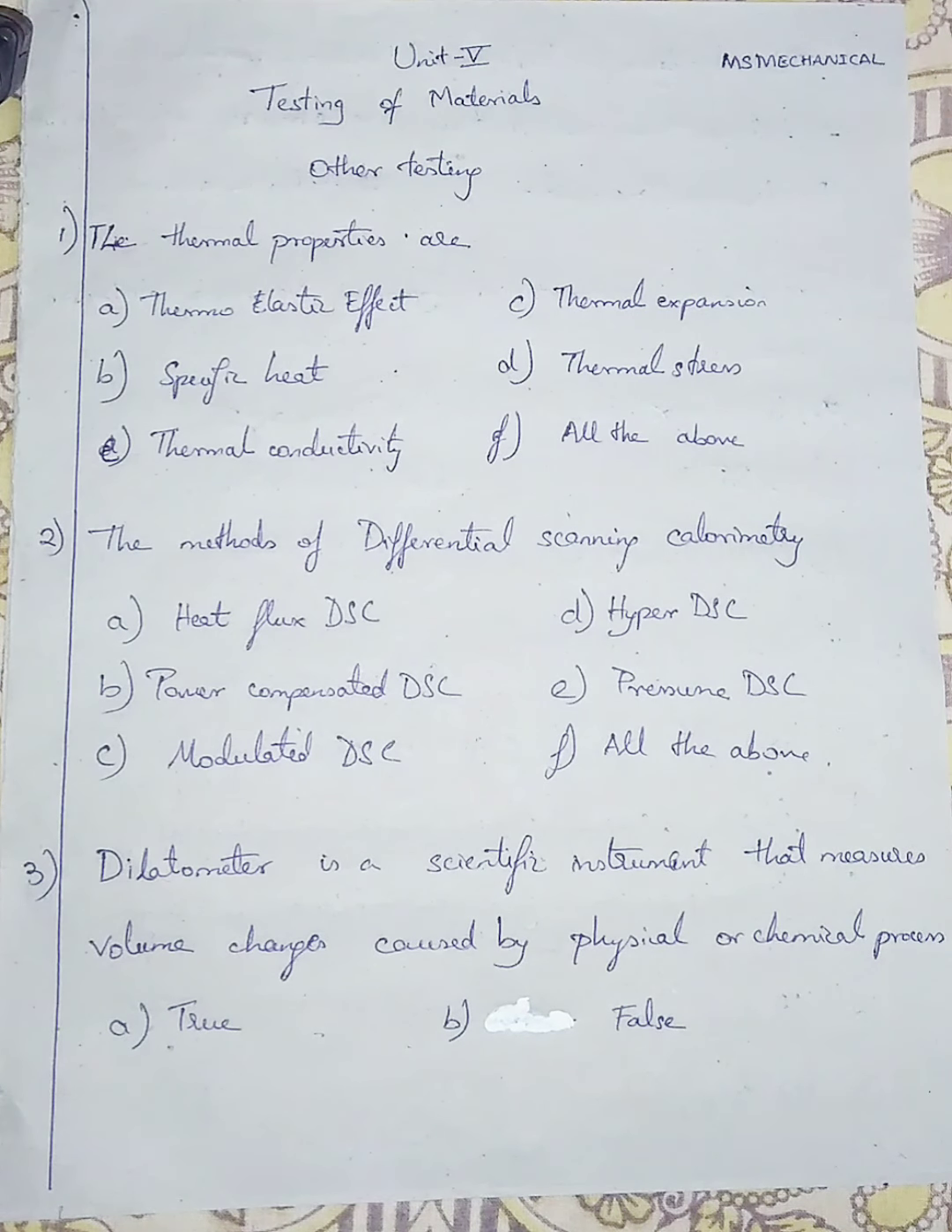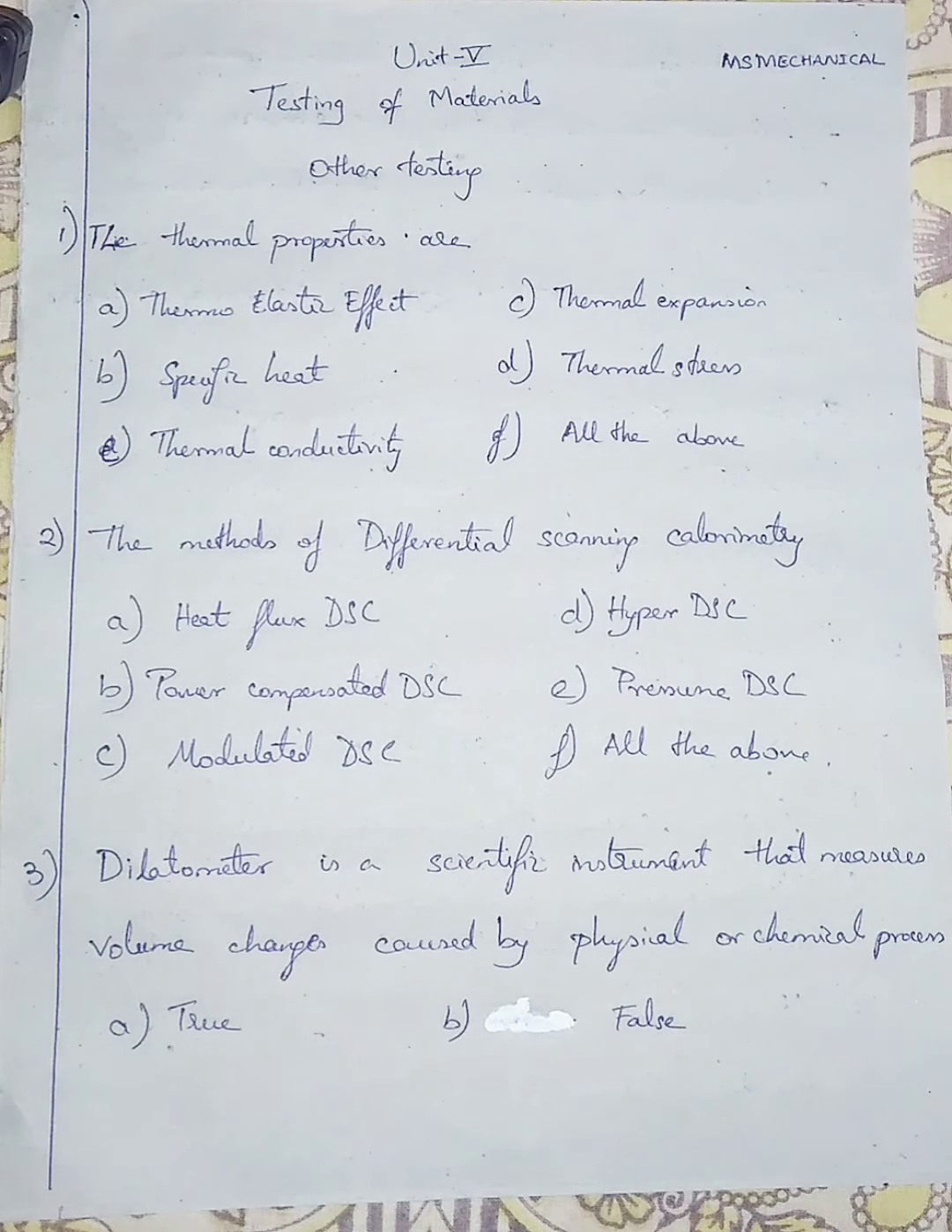What are the thermal properties? Option A is given as thermoelectric effect. Option B is given as specific gravity, specific heat. Option C is given as thermal expansion. Option D is given as thermal stress. Option E is given as thermal conductivity. And option F is given as all the above.